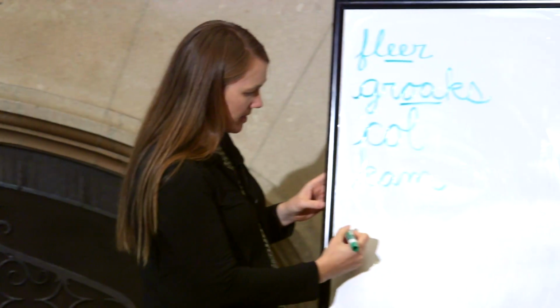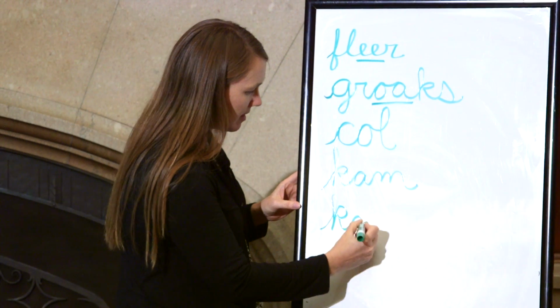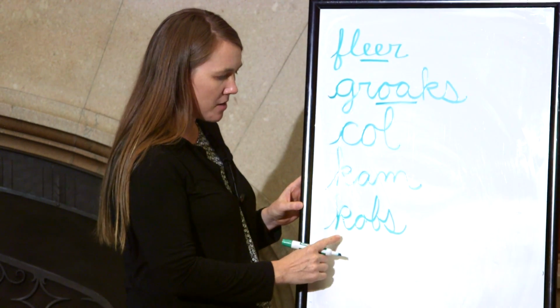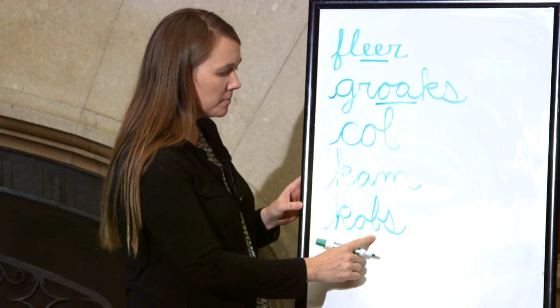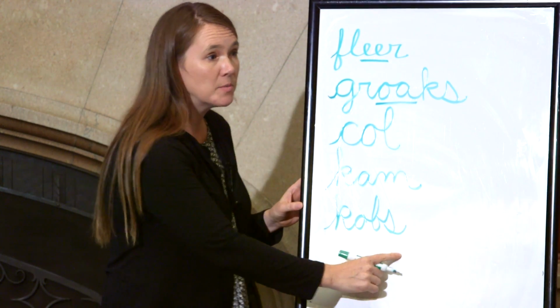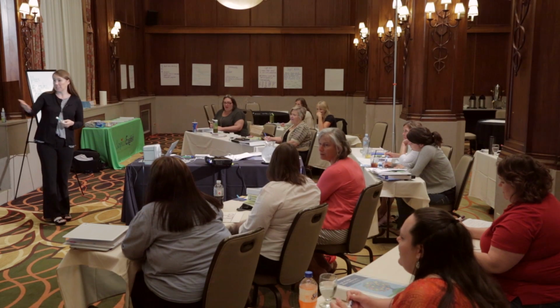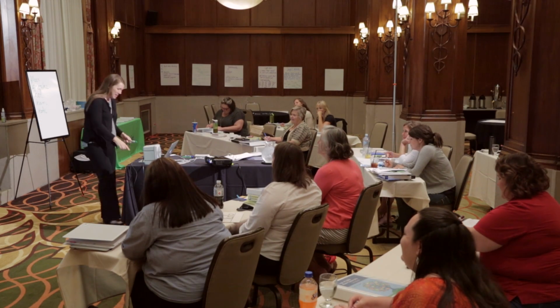Good. And now help me write it. K, a, b, s. Let's sound it out. K, a, b, s. Cobs. What's a cob? It's this animal.